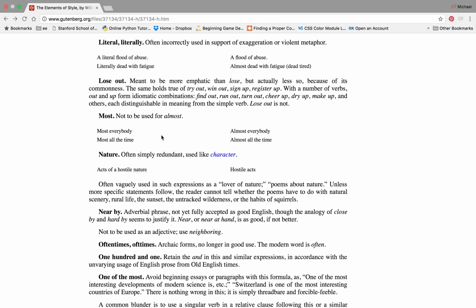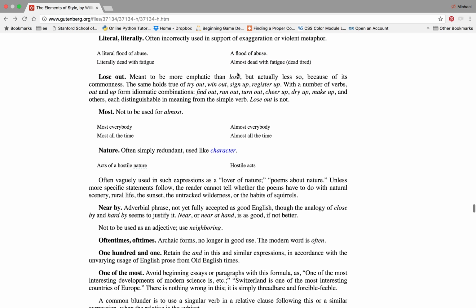But when it comes to the humor of his role and his writing and his book and all this stuff, it's just hilarious. Often incorrectly used in support of exaggeration or violent metaphor. But he probably means a violent metaphor. So a literal flood of abuse. So that is a violent metaphor, right? A flood of abuse. Just say that, but it's still kind of funny with him saying it anyways. Okay, so literally dead with fatigue. It's a violent metaphor because it ends with death. Almost dead with fatigue. Dead tired. So yeah, he's just saying you don't have to use it.